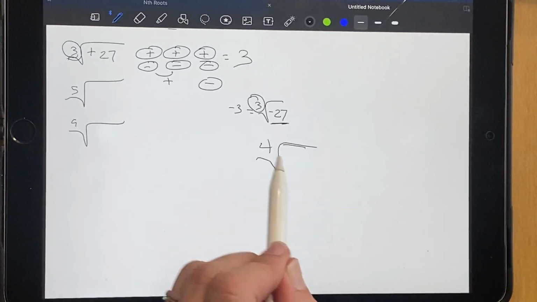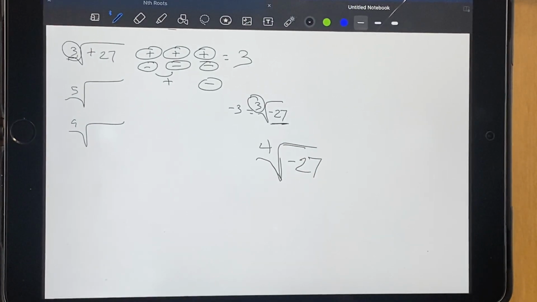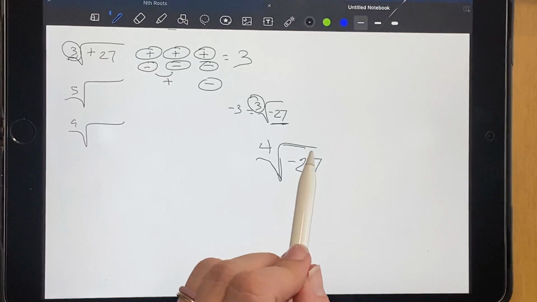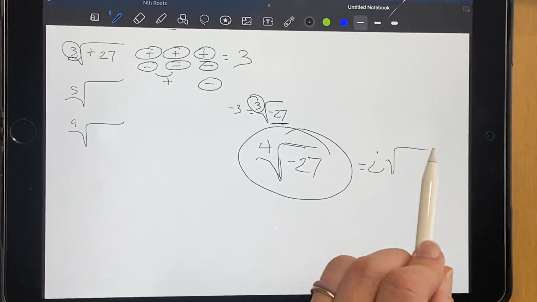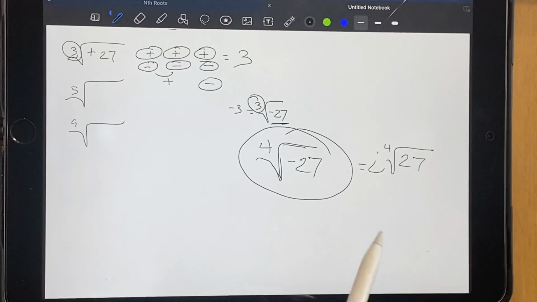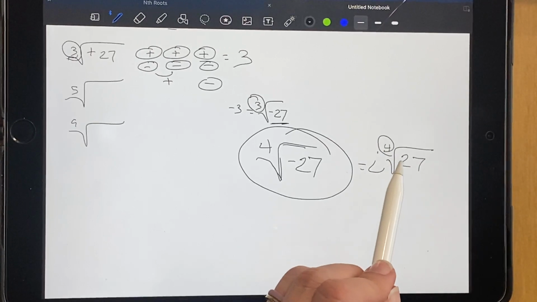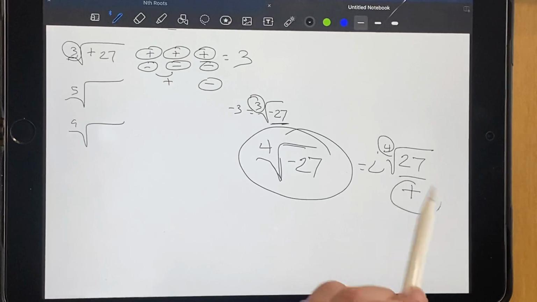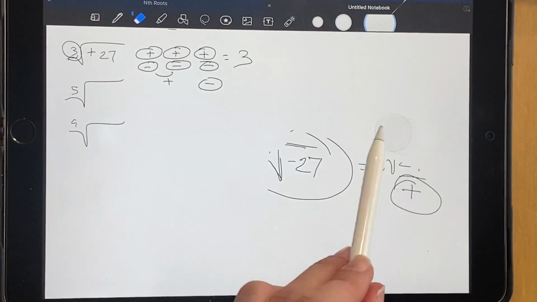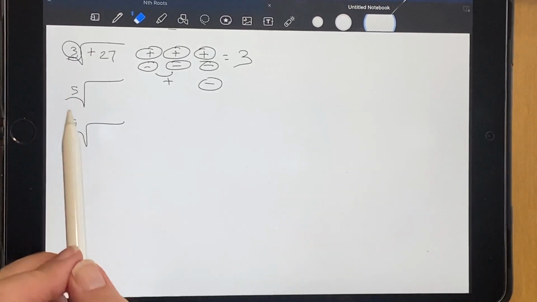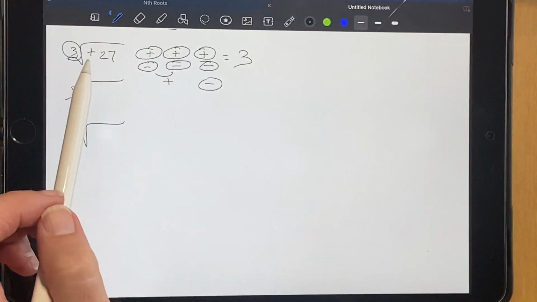If I have the 4th root of negative 27, we're going to have to deal with an i. And we're going to have to bring out that i and say the 4th root of positive 27, because even numbers have to have positive bases. But if I'm dealing with an odd number, I can have those negative bases.